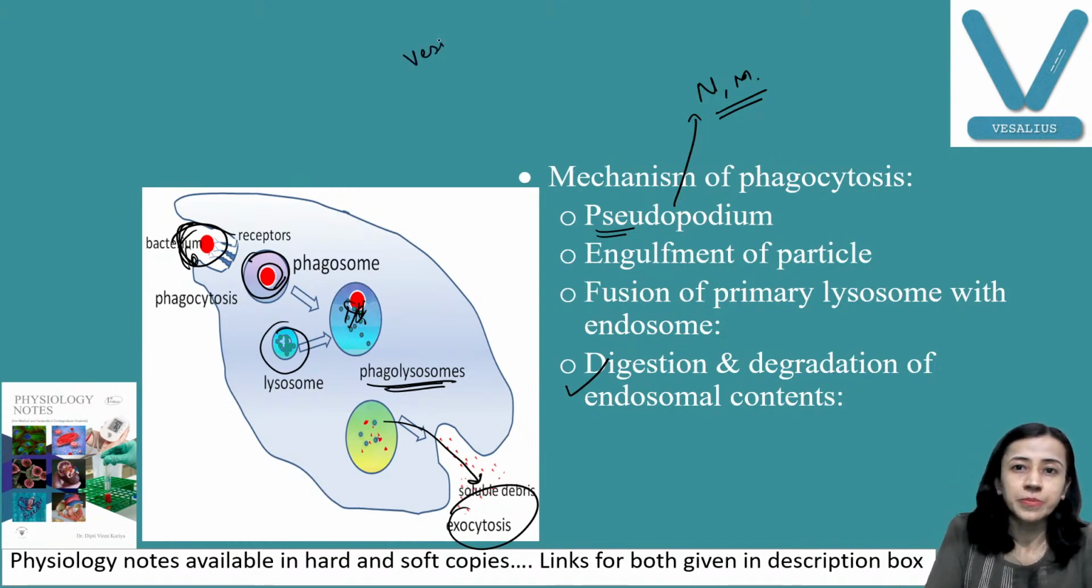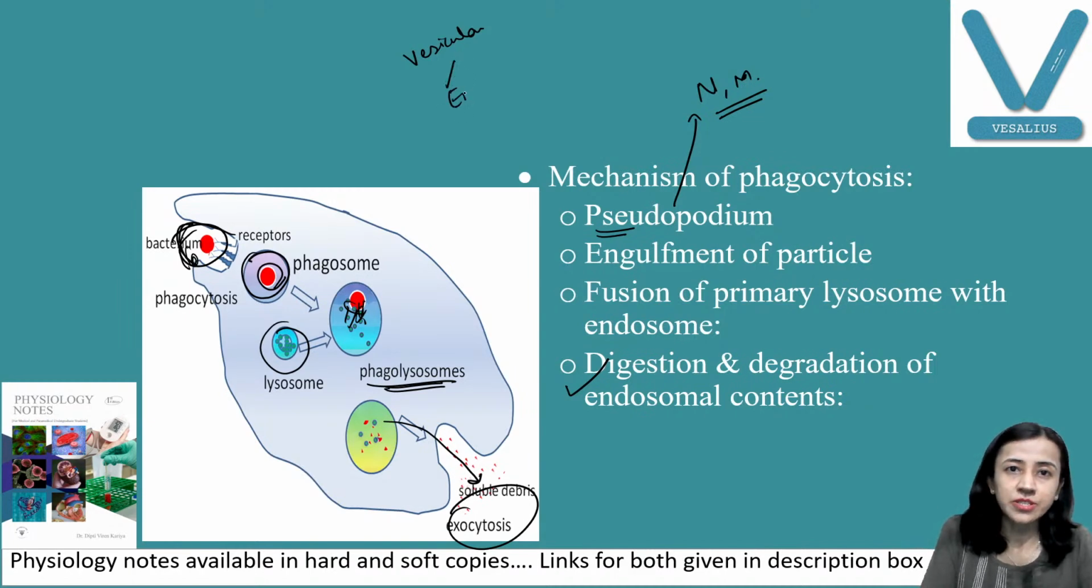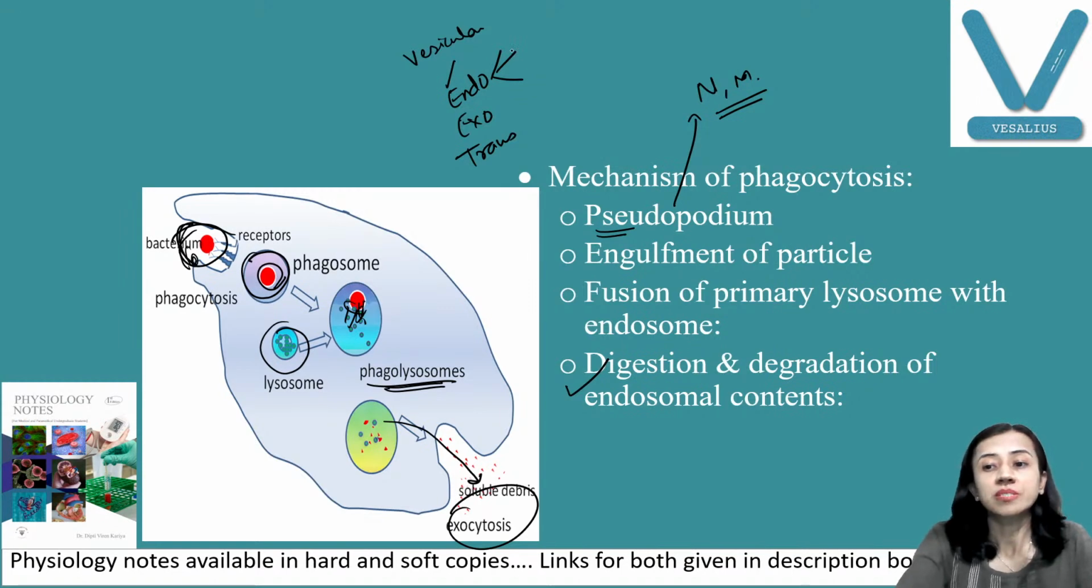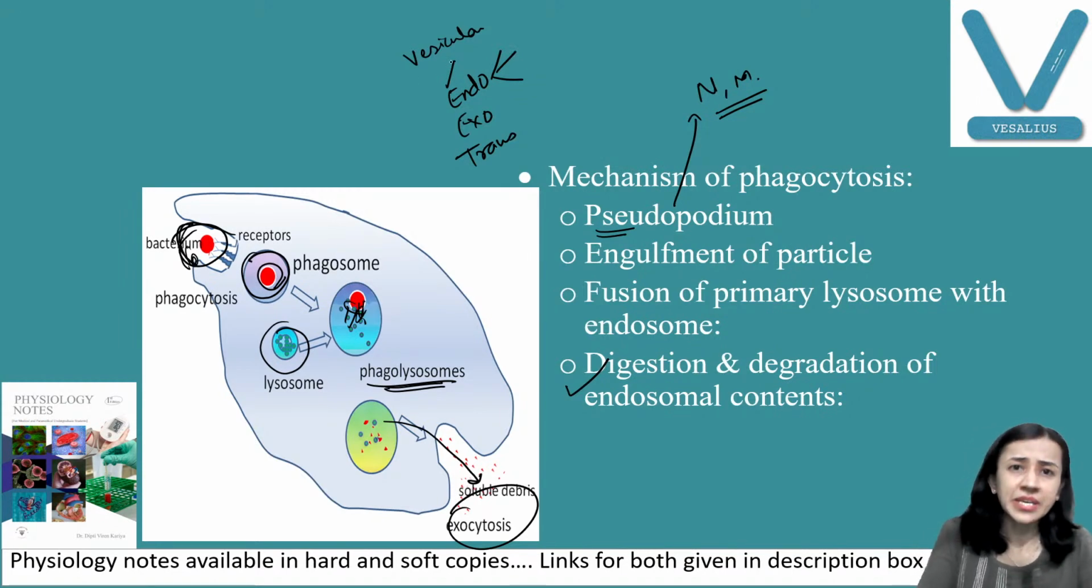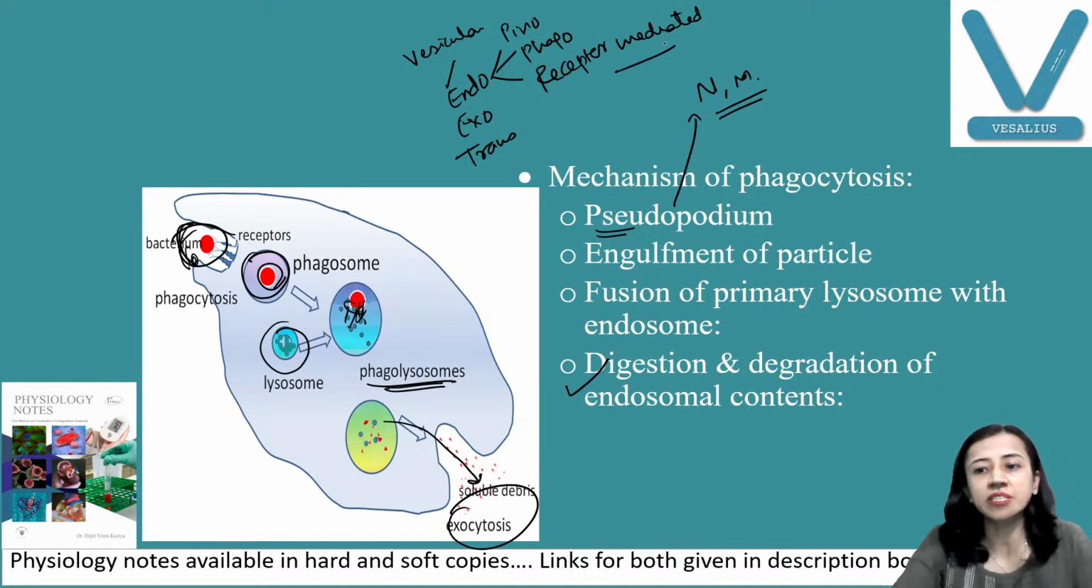vesicular transport. This vesicular transport is of three types: endocytosis, exocytosis, and transcytosis. Endocytosis is again of three types. One, can anyone say? Pinocytosis, cell drinking, phagocytosis, and third is receptor mediated endocytosis. Now we will discuss the third variety, receptor mediated endocytosis.